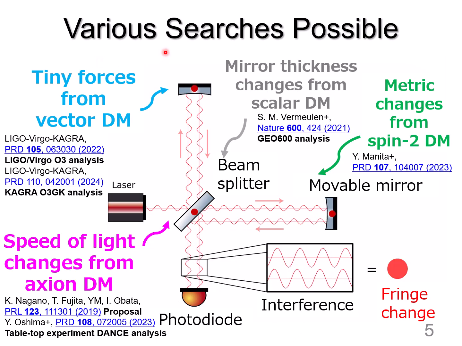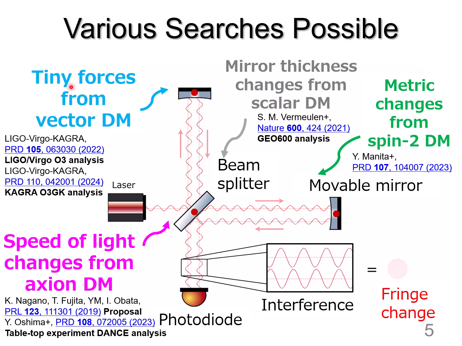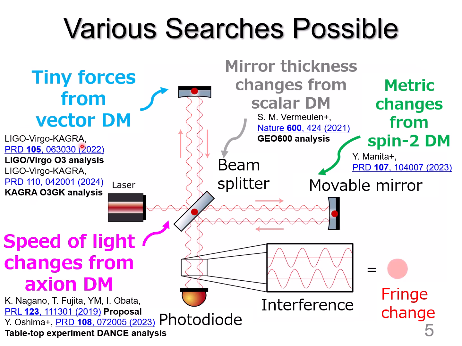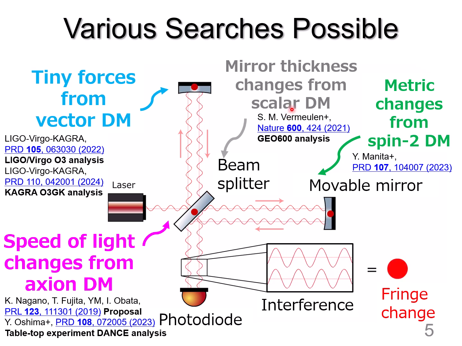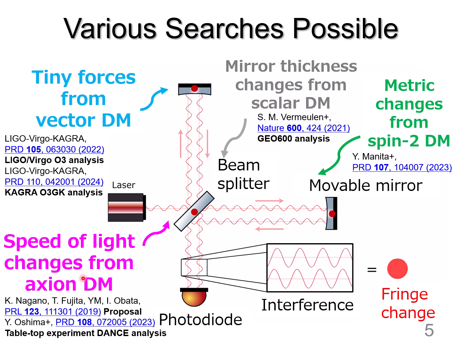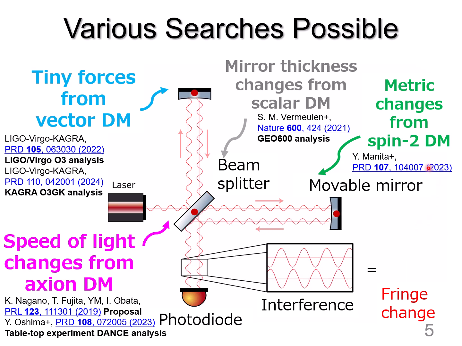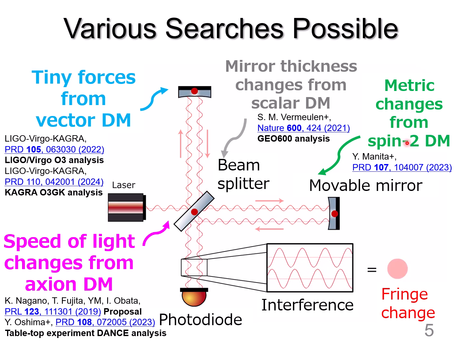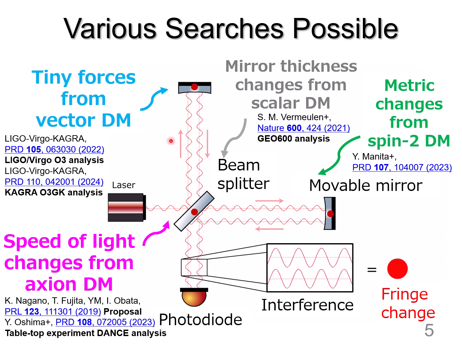People have proposed various searches for ultralight dark matter with laser interferometers. For example, by searching for tiny forces acting on mirrors, you can search for vector dark matter, and the LIGO-Virgo-KAGRA collaboration has already searched for these kinds of dark matter candidates. Also, scalar dark matter can be searched for by looking for mirror thickness changes, and a GEO600 search was already done. By looking for speed of light changes or polarization changes, you can search for axion dark matter. More recently, by looking at metric changes, you can also search for spin-2 dark matter, which is proposed by this paper. And today, I want to talk about the tabletop experiment, DANCE, to search for axion dark matter.